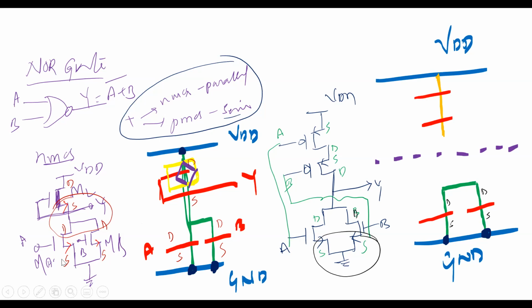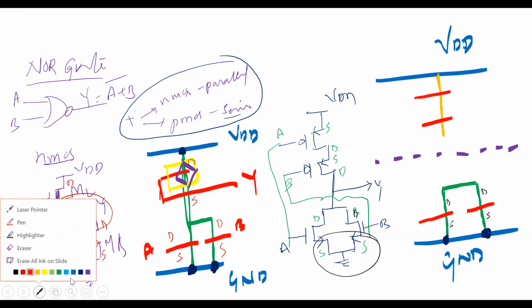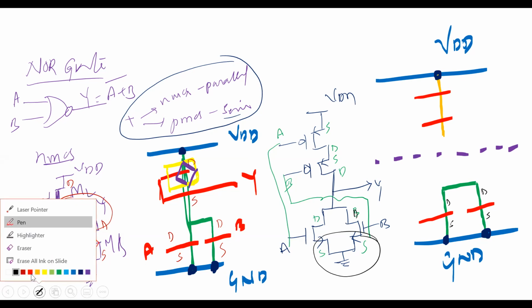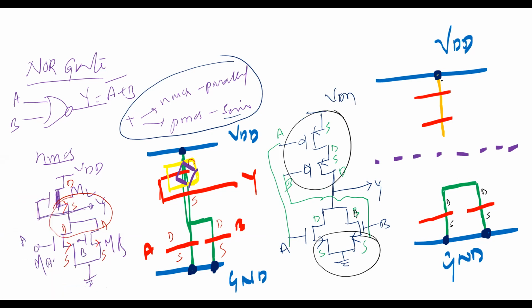Okay, so now give the notations, or give the contact cut, to make the actual contact between the P diffusion and the supply VDD. Take the pen and give the notations. So look at this. This is the source of the A transistor. This is the drain of the A transistor. This is the source of the B transistor and the drain of the B transistor.